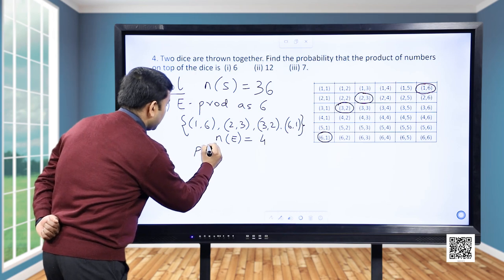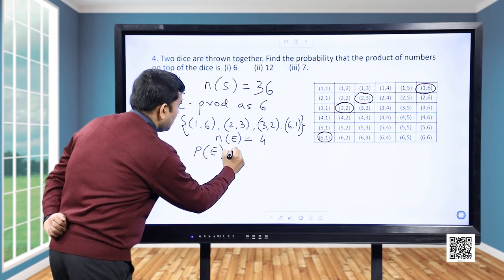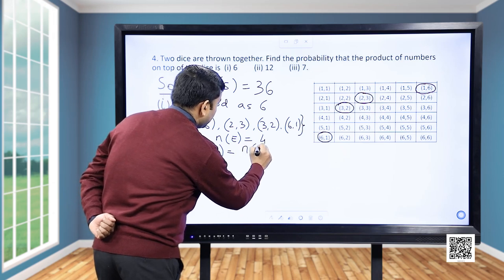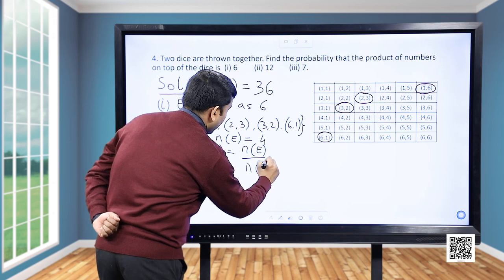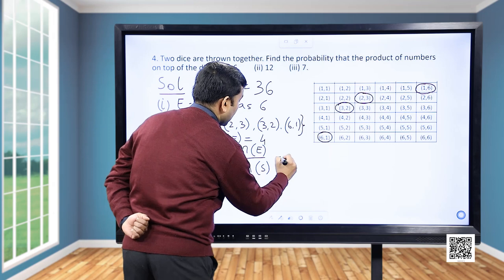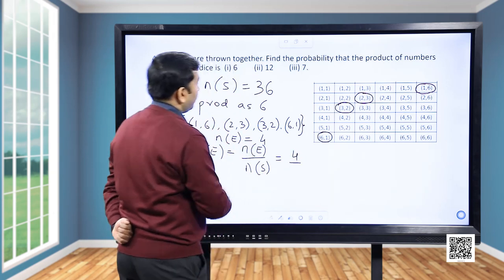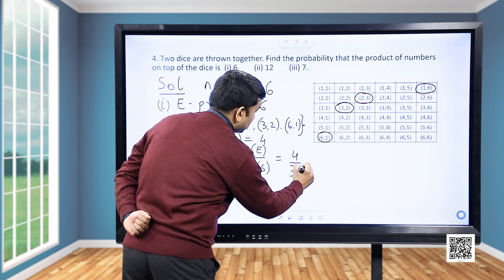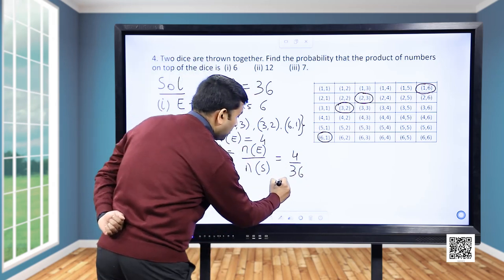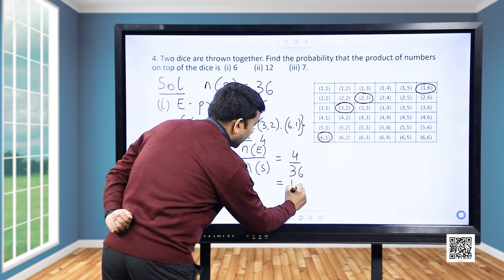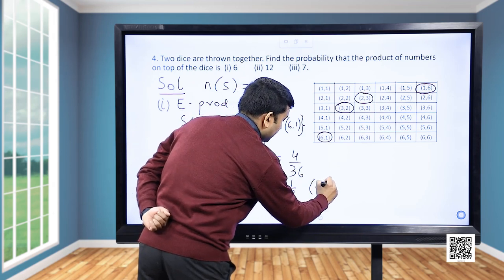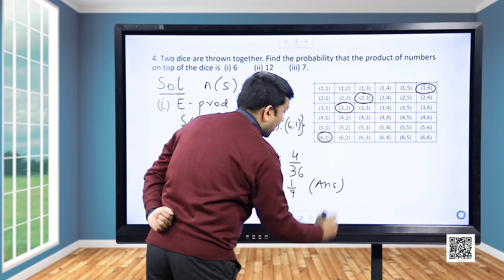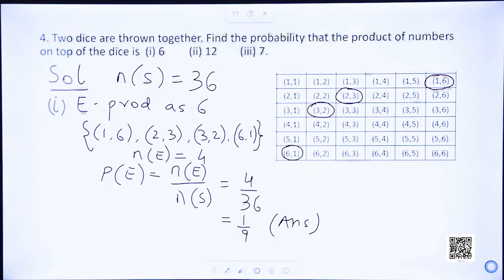We use the formula P(E) equal to n(E) upon n(S), which is equal to 4 by 36, and this is equal to 1 by 9. Why? Because 4 nines are 36, and this is our required answer. Got it? Let us move to the second part.